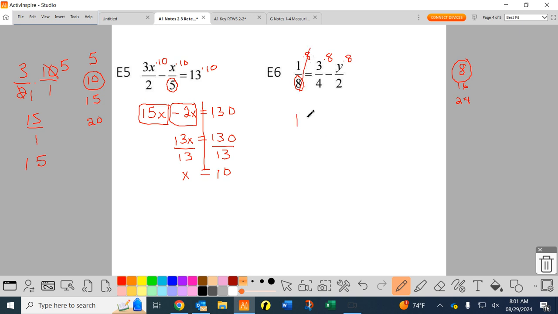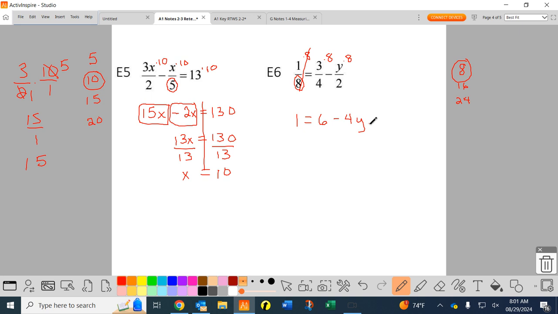You do 3/4 times 8. That's going to be 4 goes in 8 2 times. 2 times 3 is 6. Minus 2 goes into 8 4 times. 4 times y is 4y. Again, you can use your calculator. That one would be 1 fraction button 2 times 8. Does anybody have a question about typing any of that part on the calculator?